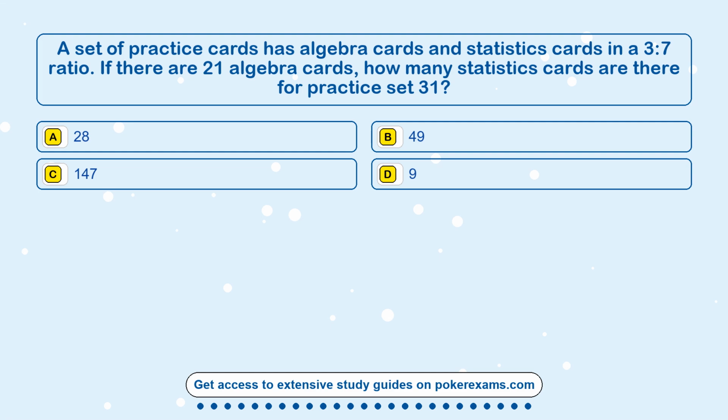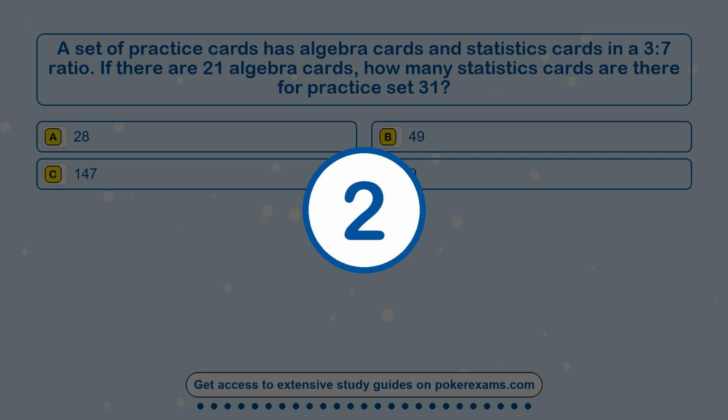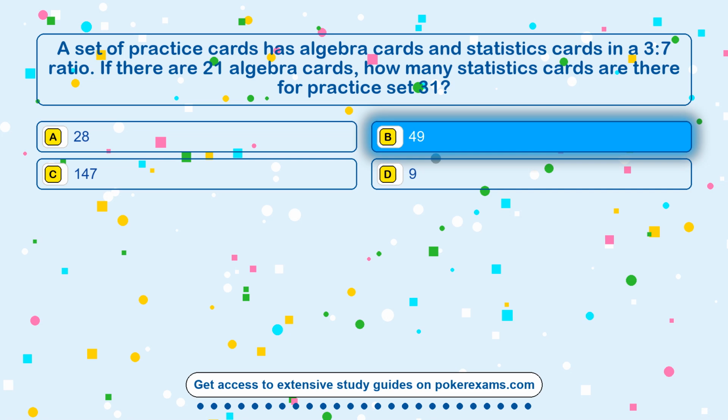Question 4. A set of practice cards has algebra cards and statistics cards in a 3:7 ratio. If there are 21 algebra cards, how many statistics cards are there for practice set 31? Option A, 28. Option B, 49. Option C, 147. Option D, 9. The correct answer is option B, 49.